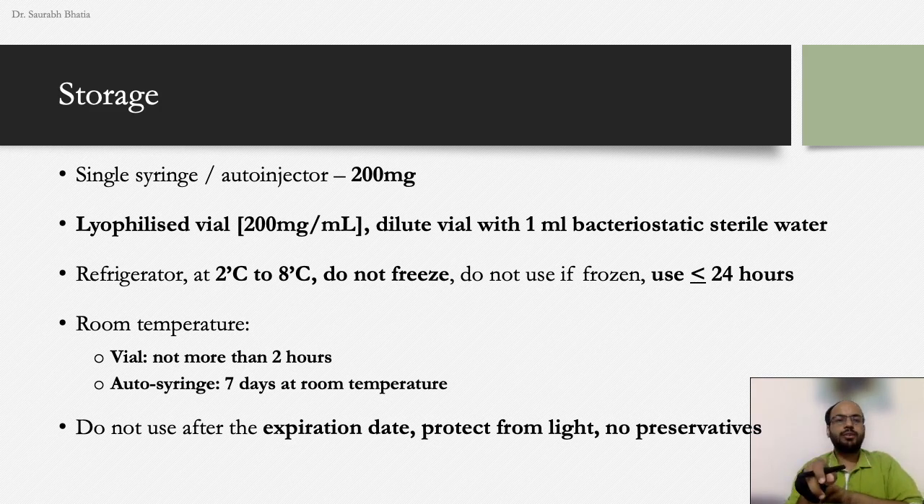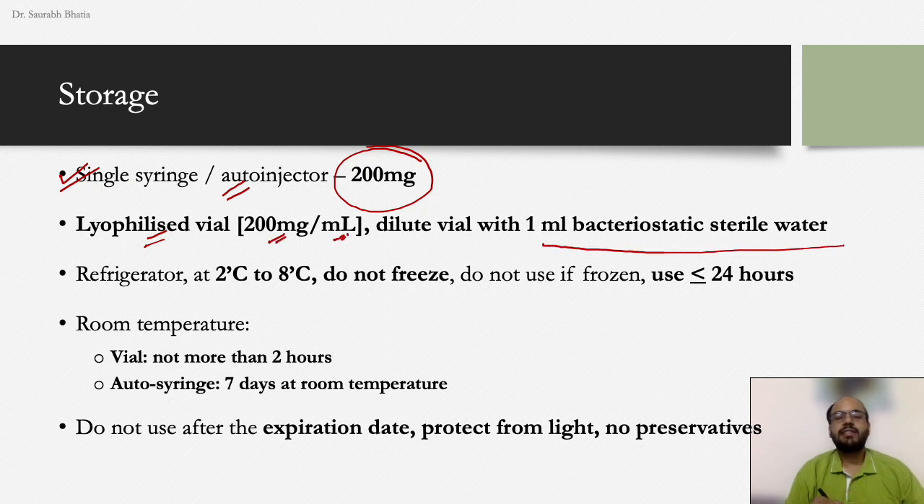Now, how do you store certolizumab? It comes in a single syringe or an auto injector. In a single syringe, you have to push the plunger. In an auto injector, it is a spring loaded mechanism and the dose is administered automatically. Each syringe contains 200 milligram of certolizumab pegol. It also comes in a lyophilized vial. It's 200 milligram, and you dilute it with 1 ml of bacteriostatic sterile water, similarly as you do for etanercept.